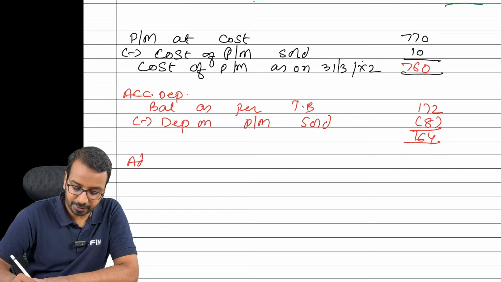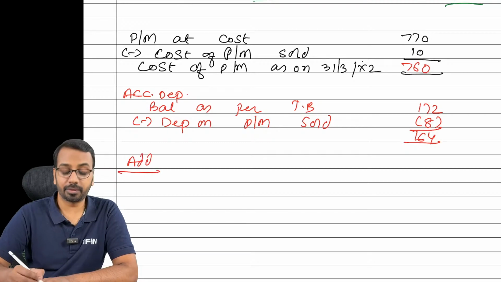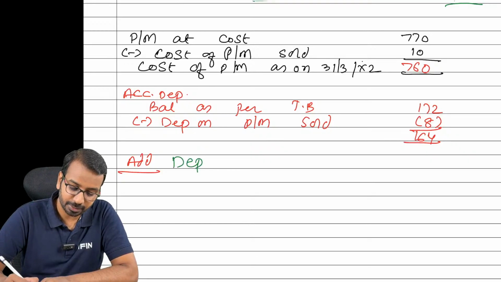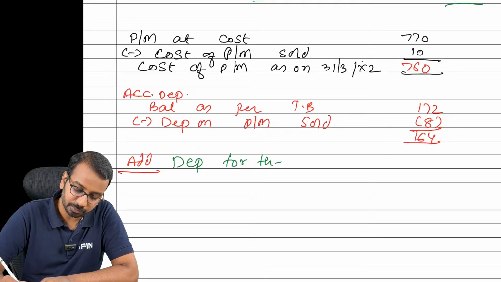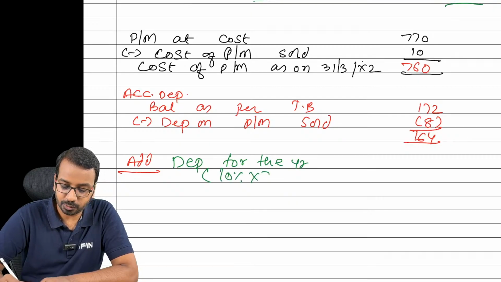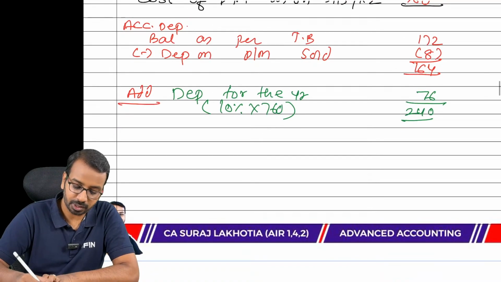Add. What will we add? We will add the depreciation for the year. Depreciation for the year is 10% into 760. How much is this? 76. So you get 240. Okay.